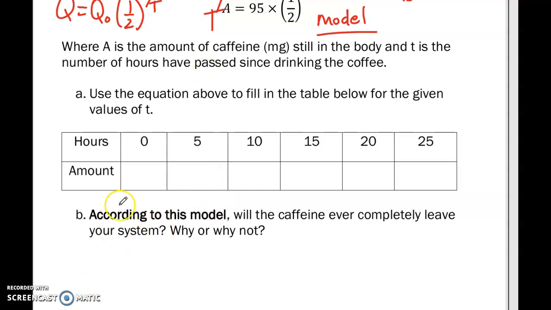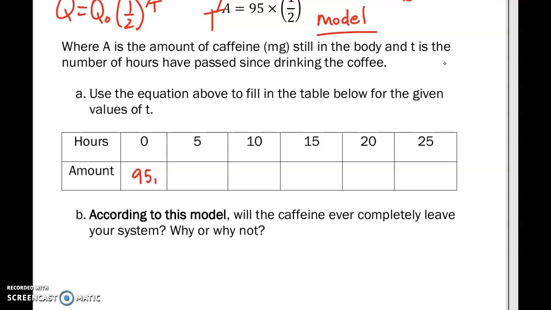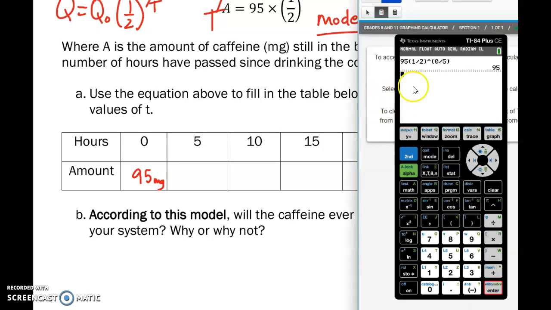So let's grab the calculator and let's start filling this in. So on the calculator, I'm going to put in 95, 1/2, and then the caret symbol, and then I put in the value of T. So all I'm doing, the hours relates to the T. So with 0, well, that's the initial amount. I could have done that without. This is the initial amount. The units would be milligrams, and I'll write it for this first one, but then we will assume the rest are all milligrams.